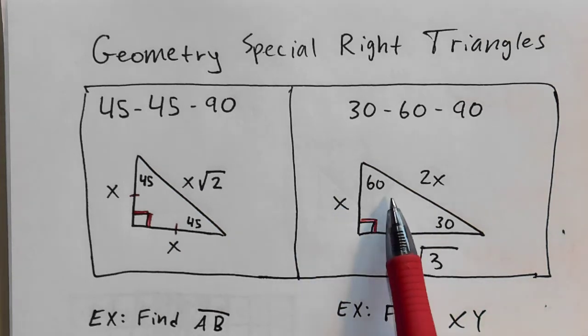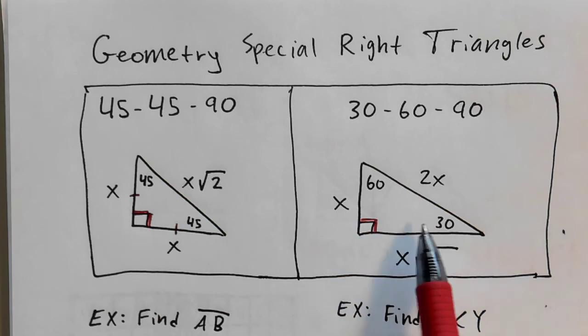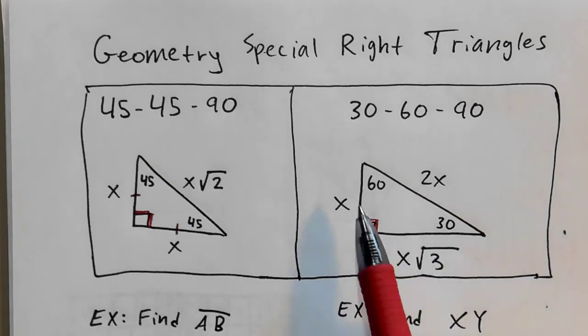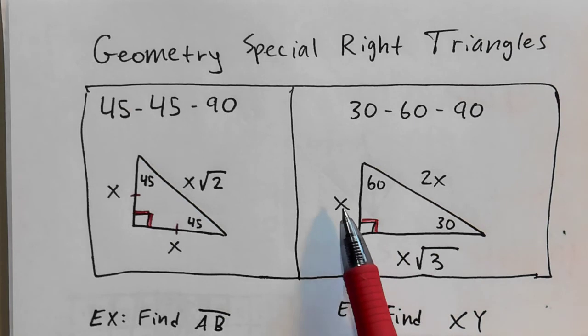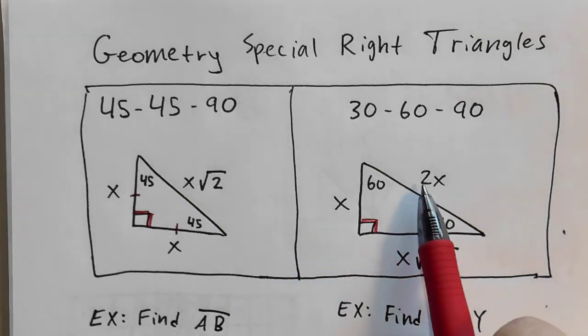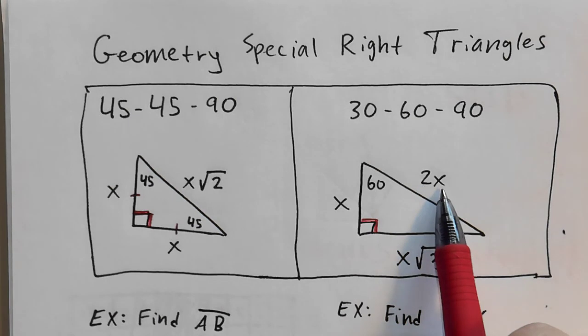And 60 is going to be your middle angle because it's between 30 and 90, and that will be x root 3. So for example, if this was 4, then this would be 4 root 3, and this would be 2 times 4, which would be 8.